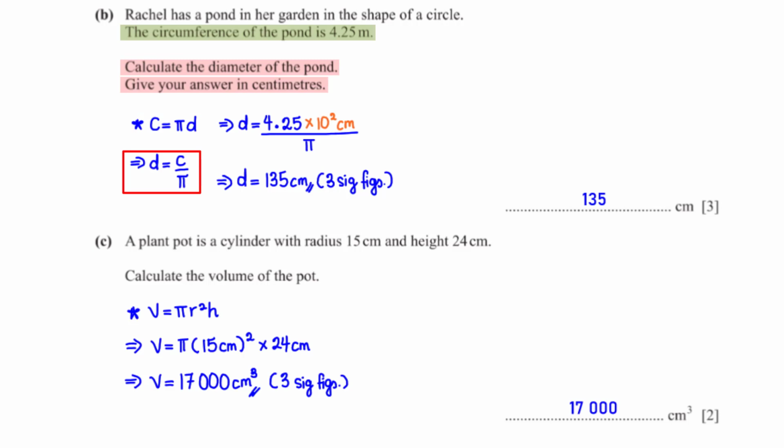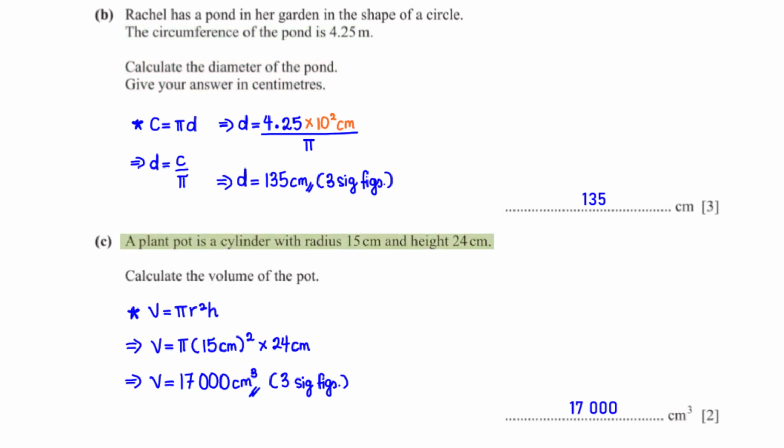We've been given the circumference of the pond to be 4.25 meters. Our final answer needs to be in centimeters. So we multiply 4.25 by 10 squared to convert it to centimeters. When we type this into the calculator, we get 135 centimeters rounded to 3 significant figures.